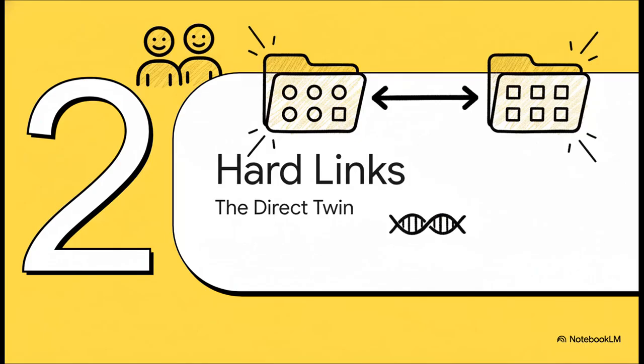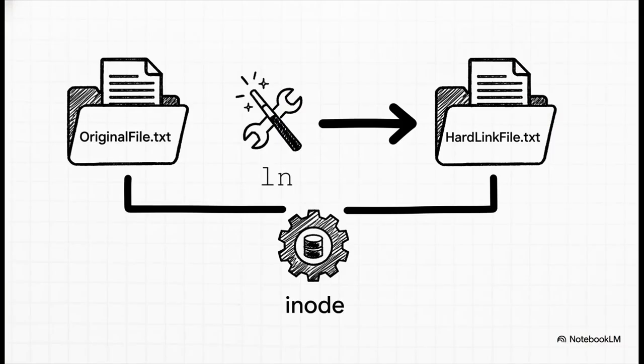All right, with that foundation laid, let's jump into our first type of link. This is the hard link, and the best way to think of it is as a file's direct twin. And creating one? It's incredibly simple. You just use the ln command, which, you guessed it, stands for link, followed by the original file and then the new file name you want to create. That's it. No special flags, just ln, source, destination.